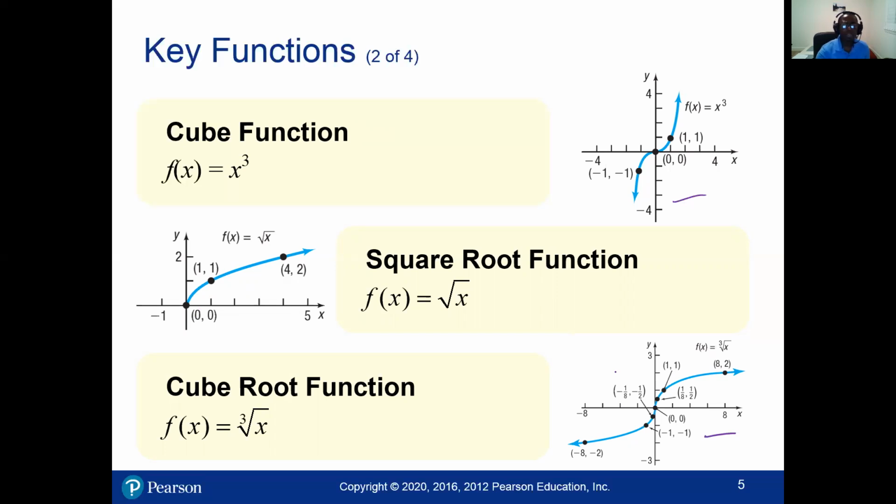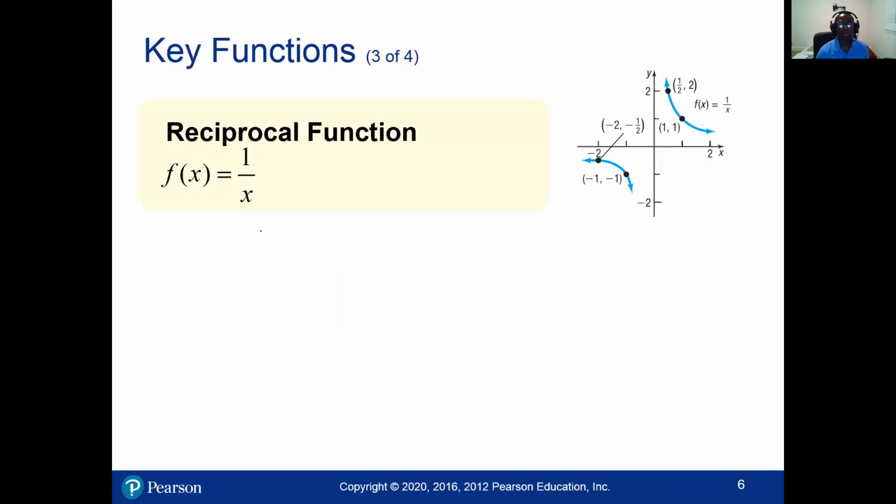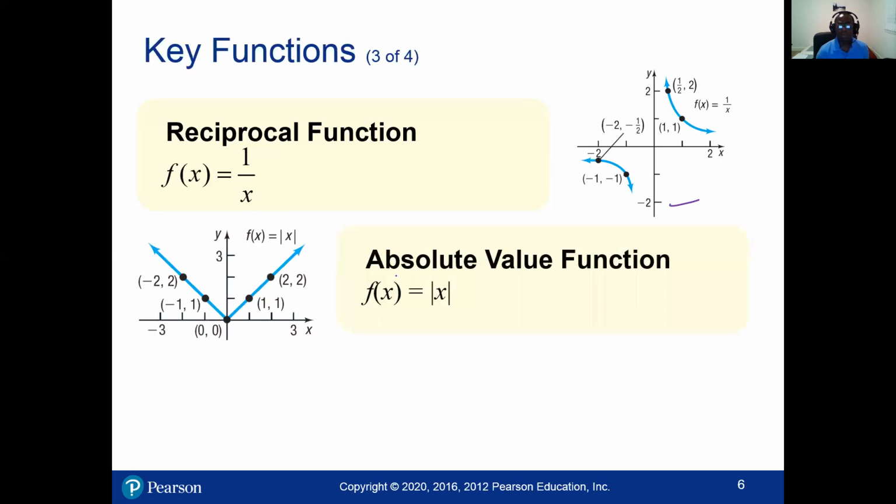And these are all key functions. We also talked about the reciprocal function. It's a rational function, but specifically we call it a reciprocal function, and this is its graph. And then the absolute value function, which we also did talk about last week.